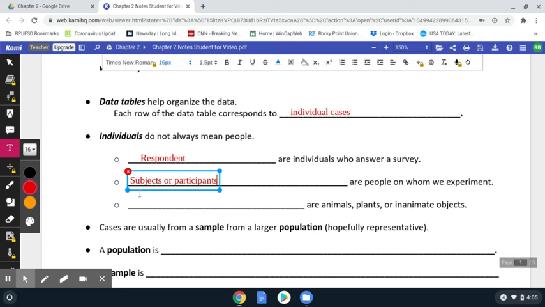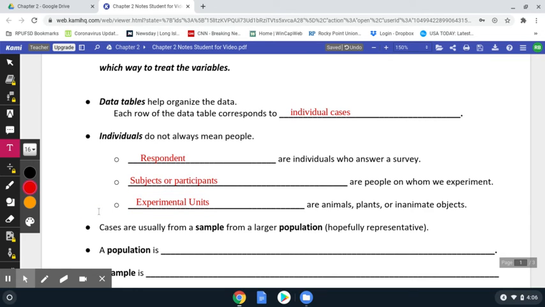Currently, with the COVID vaccine being developed, several different companies are working on that. They have subjects or participants that are participating in those trials, and they're being experimented on. So they are subjects or participants. But then we have this last group here. What do we call animals, plants, or even inanimate objects that we may experiment on or have data that we draw from? Well, these are given a very generic term. They're referred to as experimental units.